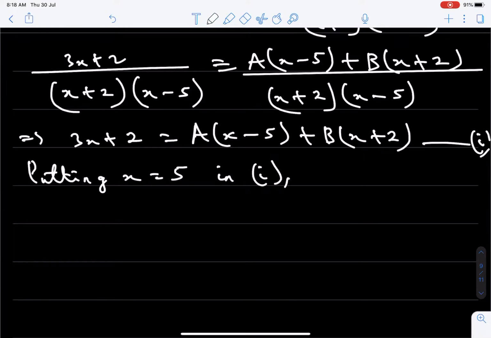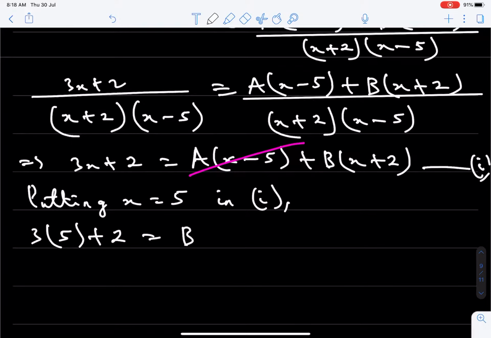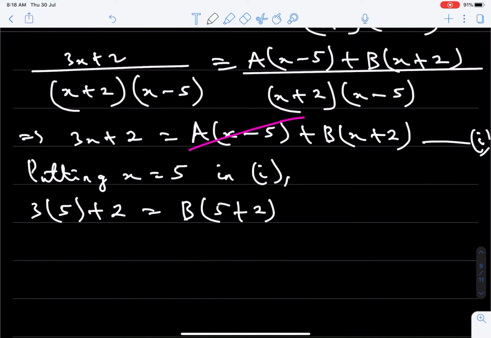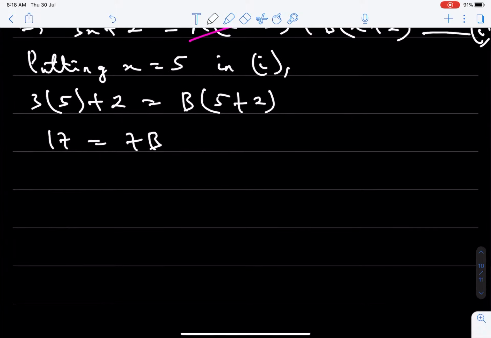I'm doing that to eliminate a. If I put x equals 5 in equation 1, this will become 0, and I'll be left with b. Putting x equals 5 in equation 1, that means 3 times 5 plus 2 is equal to b times 5 plus 2, because a times 5 minus 5 will become a times 0, which is 0. So I will be left with only b in that equation. And that means 3 times 5 is 15 plus 2, 17. 17 equals 7b. And that means b is equal to 17 over 7.